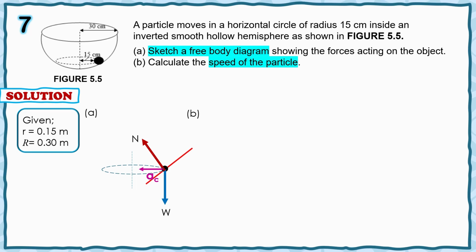Alright. For B, to calculate the speed of the particle, can you do a separate free body diagram so that you do not disturb your answer in A? My suggestion. But I will do it on the same diagram.